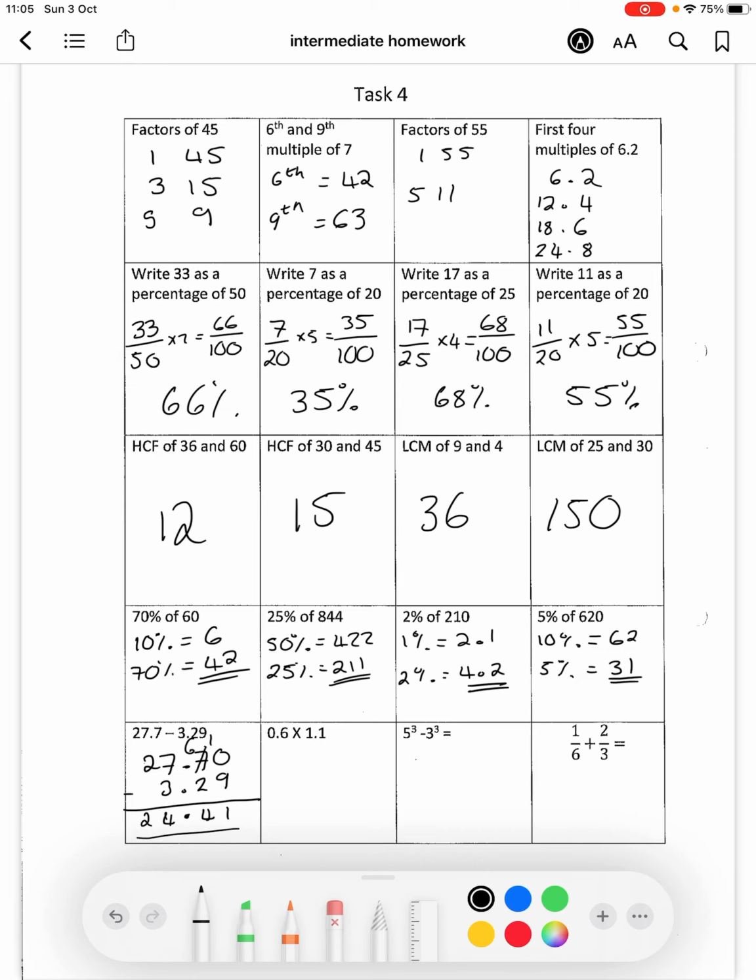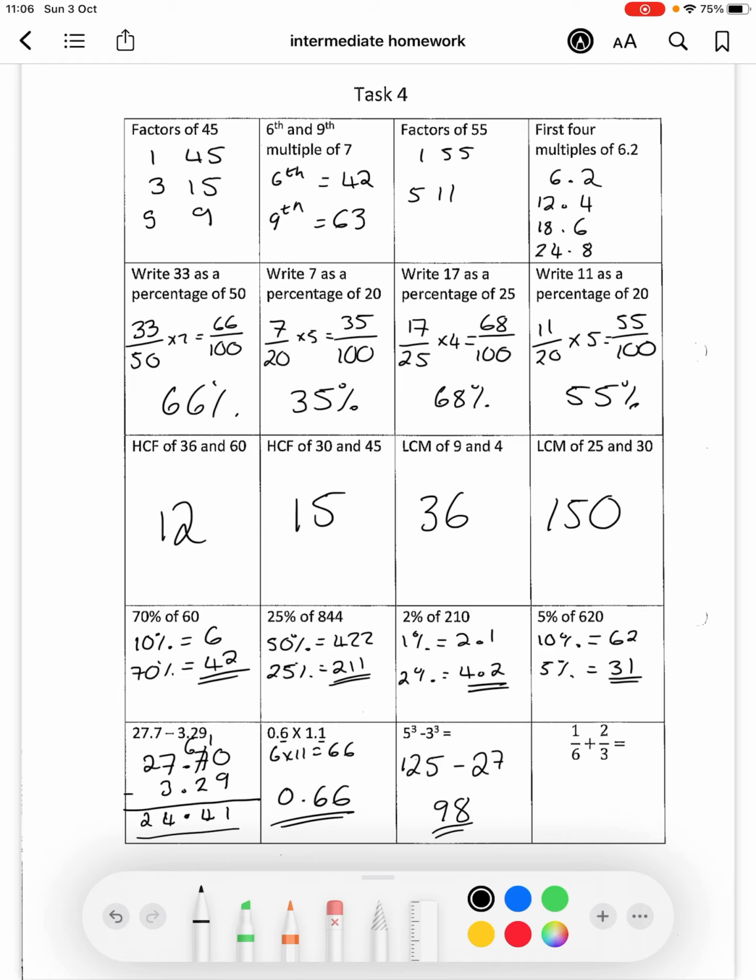0.6 times 1.1, so that's the same as 6 times 11, which is 66. And then we have to put 2 numbers after the decimal because there's 2 numbers after the decimal in our question. So our answer is 0.66. Next one, 5 cubed. That's 5 times 5 times 5, which is 125. And we're subtracting 3 times 3 times 3, which is 27. 125 take away 27 is 98.